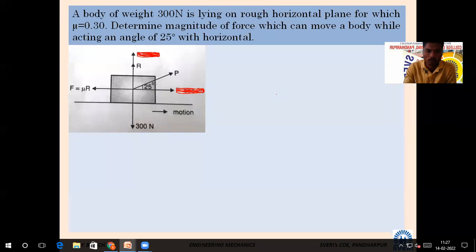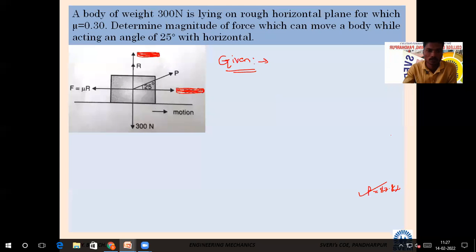So whether this problem was going on? Yes, sir, homework question. Okay, have you solved? Yes, sir. Can someone tell me what is the value of P? 87.1 Newton, sir. 87.20. 21. Okay, so it's good then. 21, no? Okay, very good.